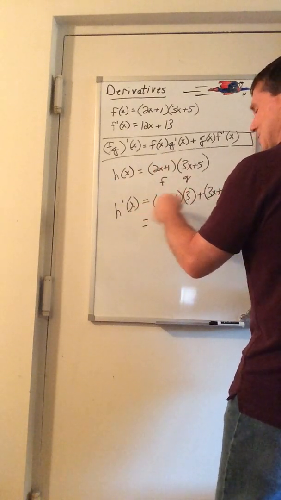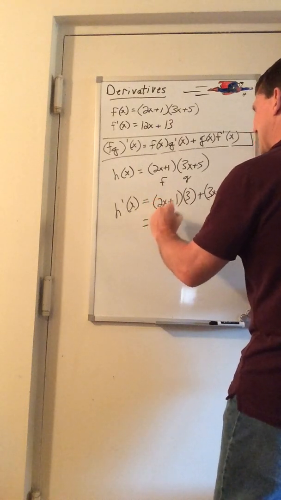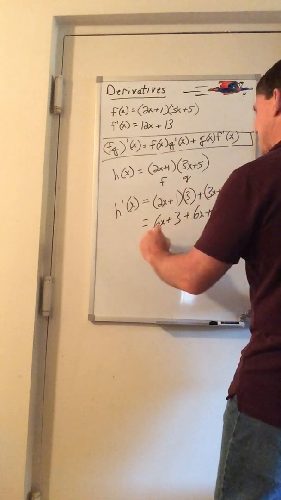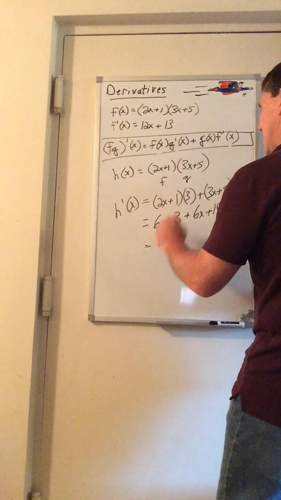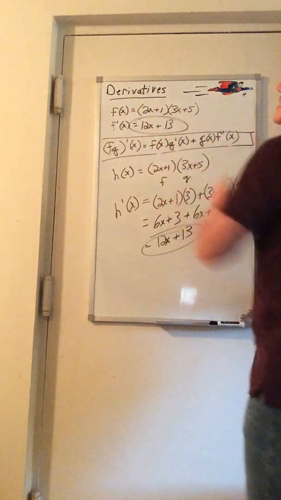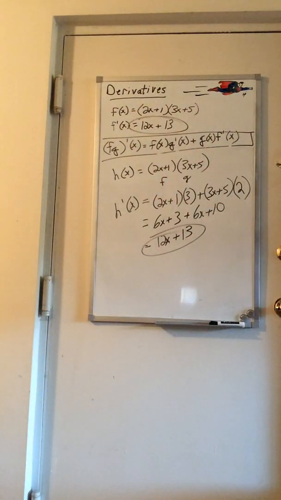Combine like terms, distribute. 2x times 3 is 6x plus 3 plus 6x plus 10. Combine like terms, 6x plus 6x is 12x. 3 plus 10 is 13. And my derivative is 12x plus 13. This is exactly what I got right here. So again, ultimately, it doesn't matter which rule you use as long as you apply the rule correctly. I'm willing to bet in this case, doing this as foiling and then just applying the power rule is not all that challenging. So here you might be inclined to just go foil, power rule, done.